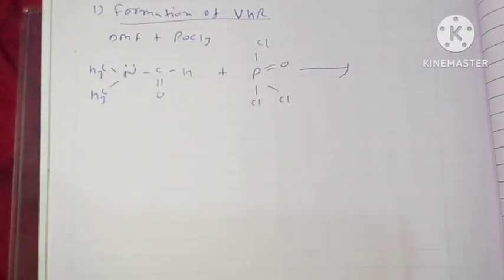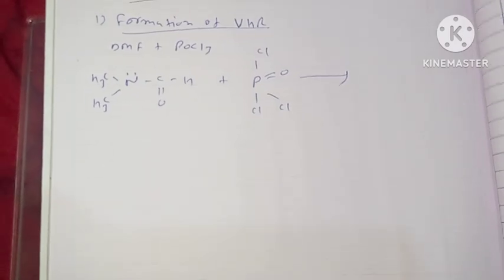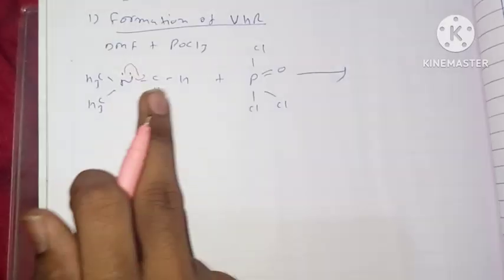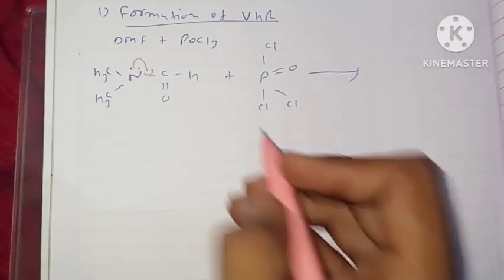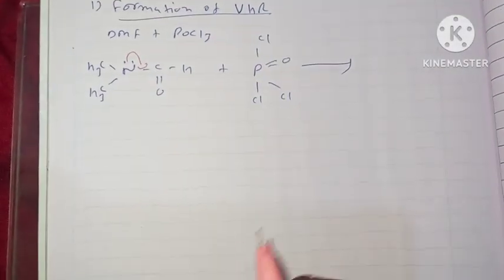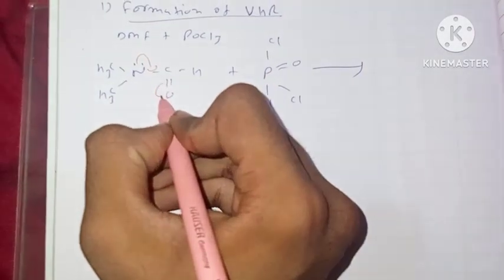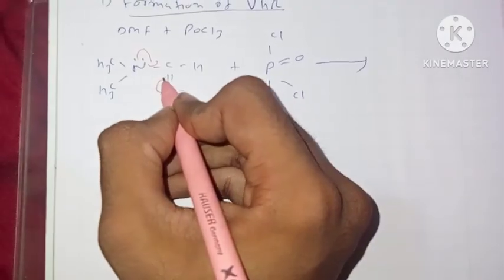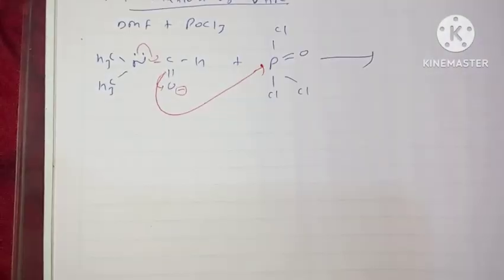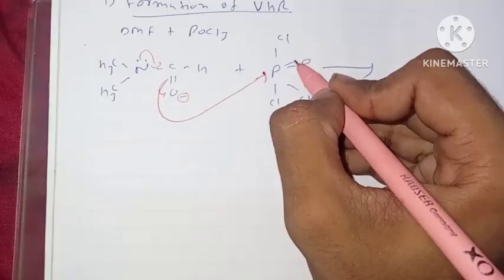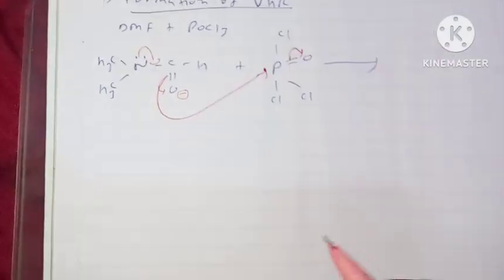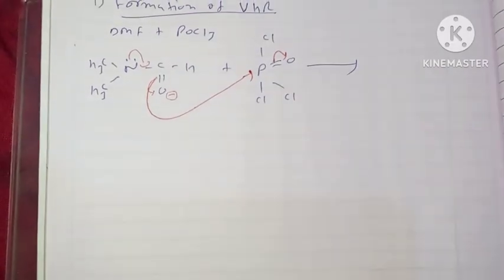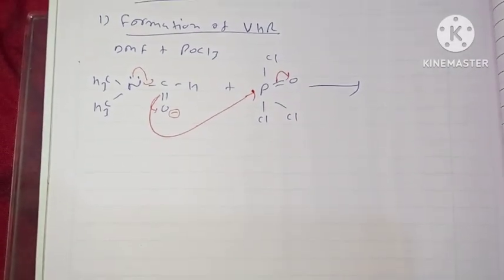So here nitrogen has a lone pair, so the lone pair shifts to form the nitrogen-carbon double bond. That means now carbon has 5 valency, so this bond shifts over to oxygen, meaning oxygen carries a negative charge, so we attack this bond towards phosphorus. So this bond is going to be here on oxygen. So now oxygen is carrying a negative charge.